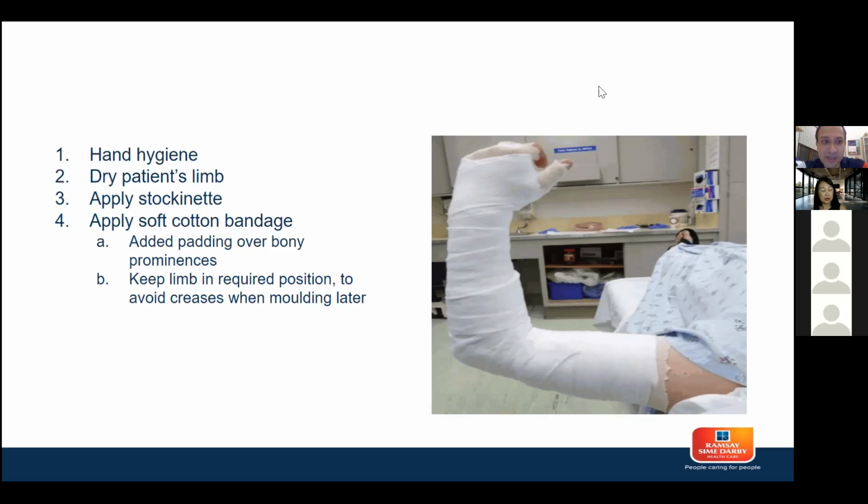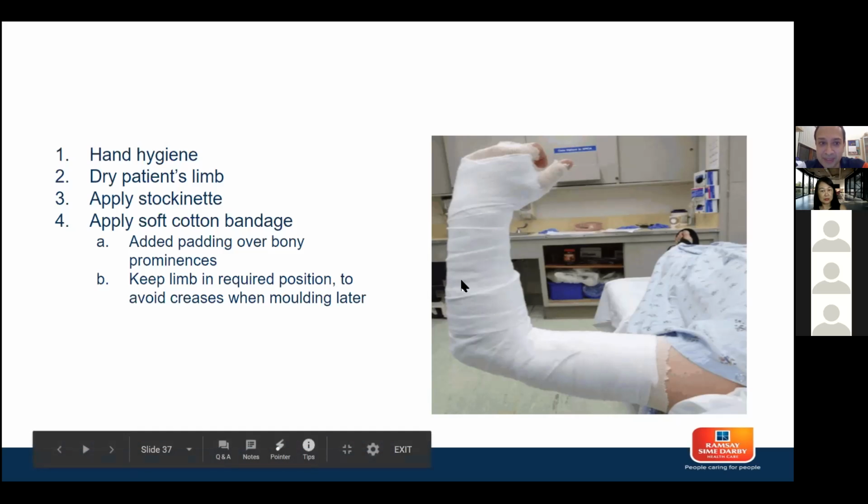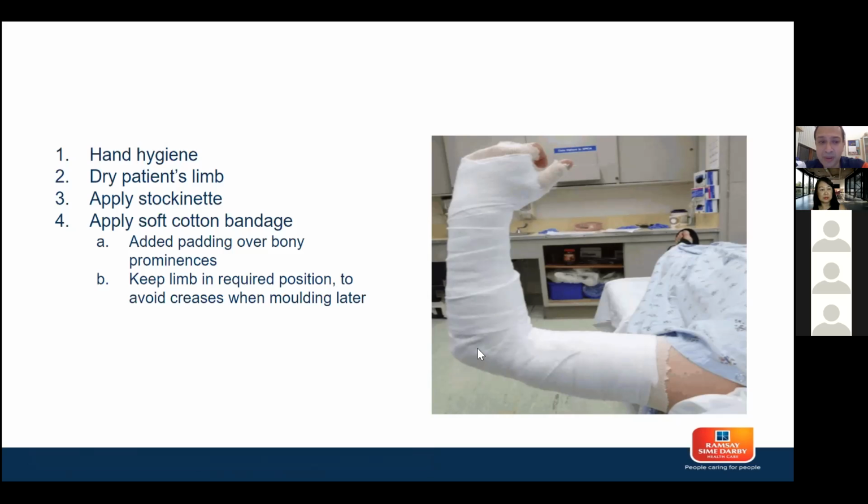You apply what is known as a stocking net first, and then a soft cotton bandage around the limb. If you're going over bony prominences, you tend to add a little bit more padding in that area so that the cast does not press on it. Because you keep these people in a cast for a long time, 6 weeks, 3 months, you won't know if they develop pressure sores over these areas.